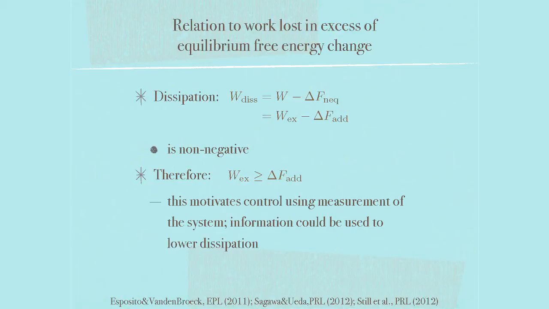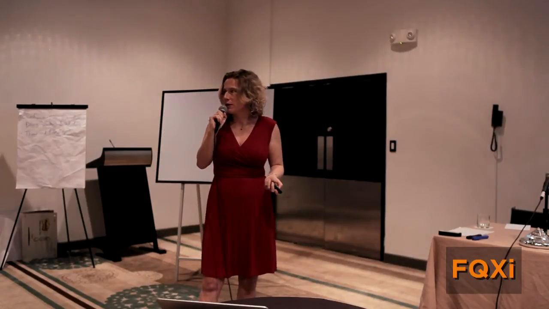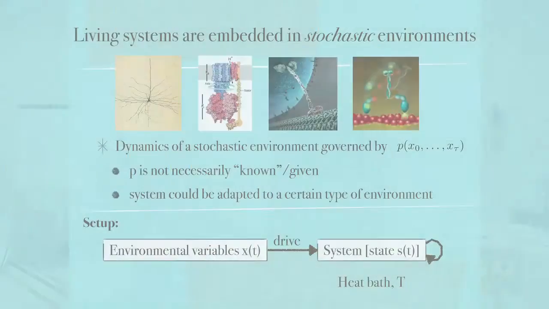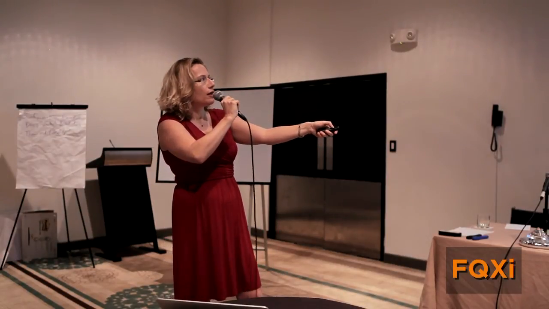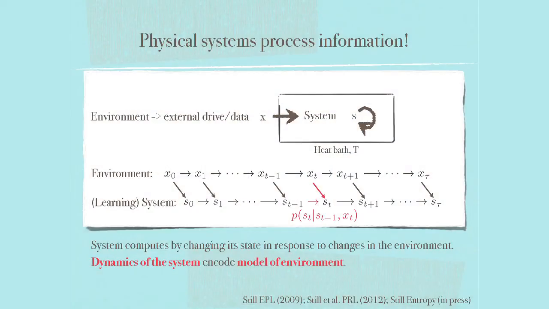trivially by this relation, and this has spurred a whole research field, and I have to hurry up. But we have to do a little bit better because our systems are embedded into stochastically fluctuating environments. So the setup here is more like in a machine learning setup. The environment produces some variables which drive the system, and the system evolves in time. And I'm going to take the interpretation that the system dynamics implement a model of the environment.